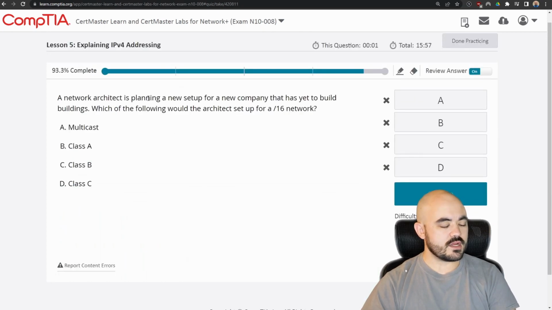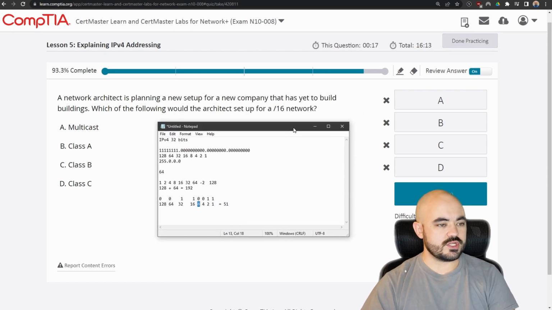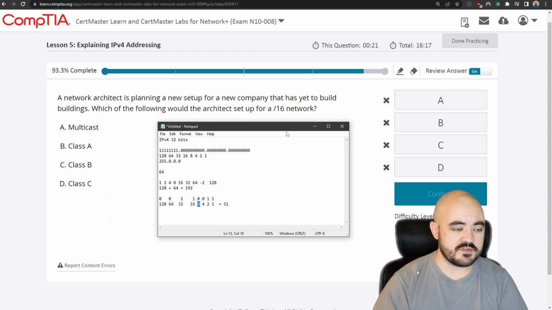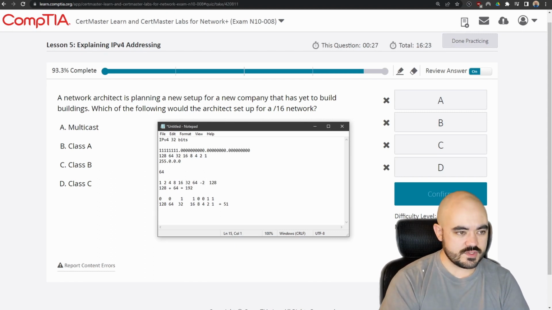A network architect is planning a new setup for a new company that has yet to build buildings. Which of the following would the architect set up for a /16 network? Okay, this one goes back to classful addressing, which is an outdated system but is still used to reference certain types of networks. We use classless addressing, or CIDR addressing, now. However, this is still good to know.